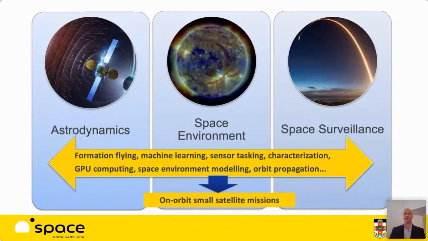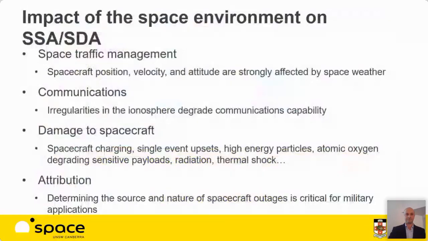To tie all of these elements together, we've got various bits of technology. That's what's in the yellow boxes. We've got machine learning and different telescopes and things. But the main thing I'll draw your attention to is our on-orbit small satellite missions. We design, develop, integrate, and operate our own satellite missions. And we use these as a truth source so that we can calibrate and benchmark our space domain awareness sensors and simulations.